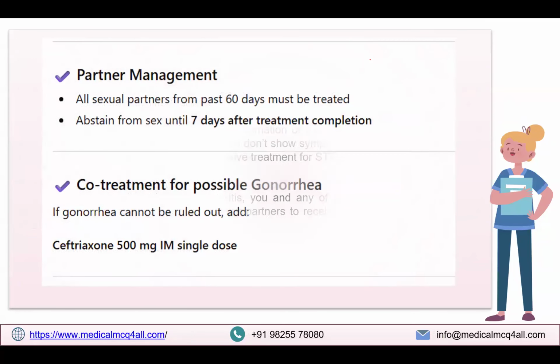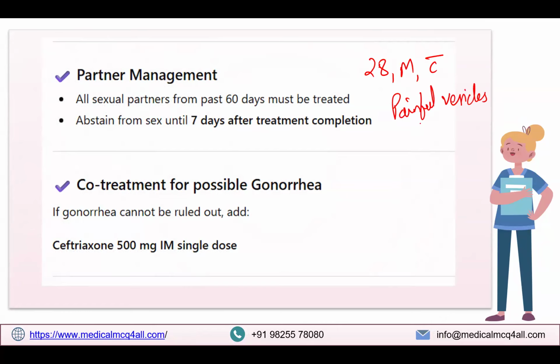Supposedly there is a 28-year-old man with painful vesicles who complains of dysuria and no discharge. What is it? Herpes simplex, HSV. What will be the drug of choice for HSV? Ceftriaxone plus doxycycline for 7 days? No, not ceftriaxone.